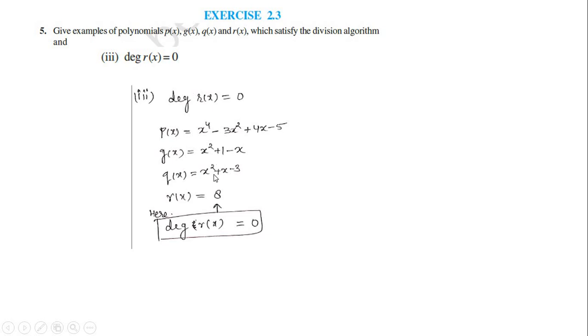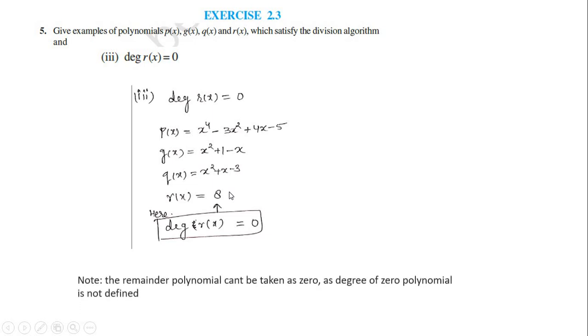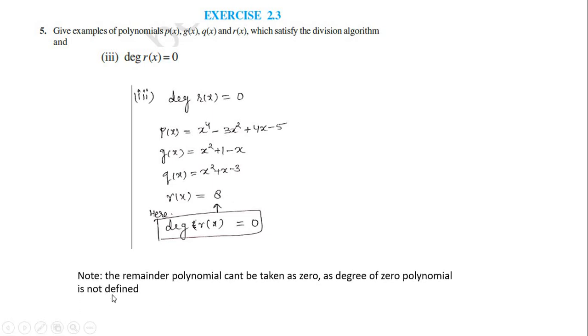But make sure that the remainder polynomial should not be 0. The value of r(x) should not be 0. Why do we say that? Since the degree of the zero polynomial is not defined, we cannot take r(x) as 0. So you have to take a constant polynomial only. That is nothing but any constant number, any numeric number you can take.